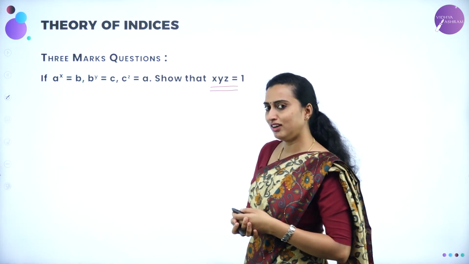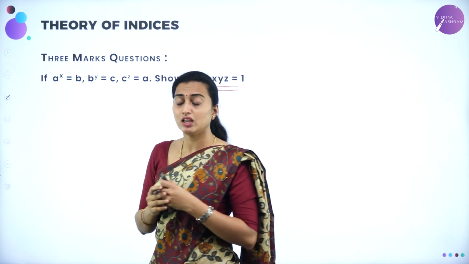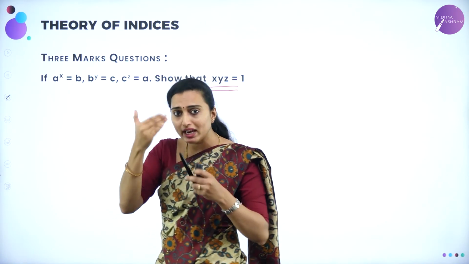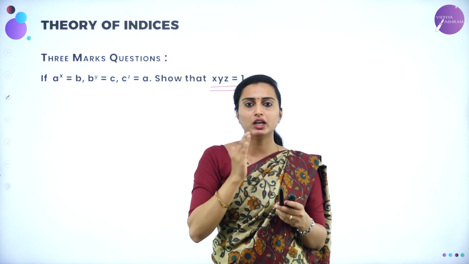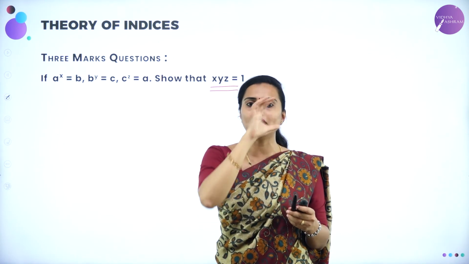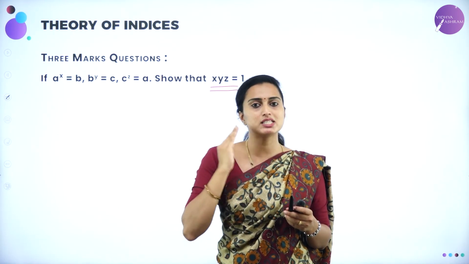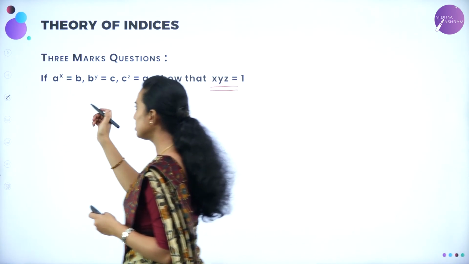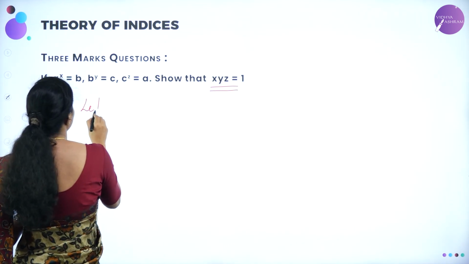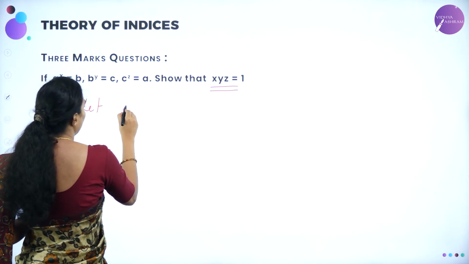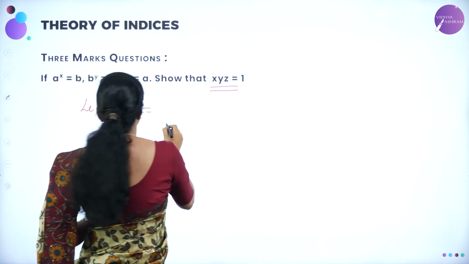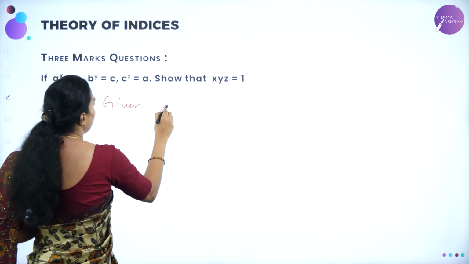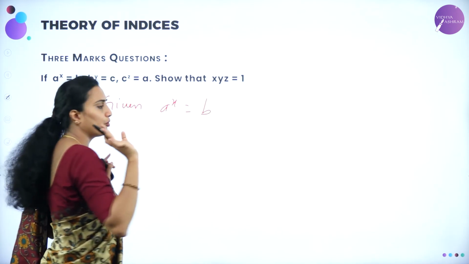So what we are going to do here, I am going to take this assumption. Whatever you take on the equal sign, if the bases are equal, I can equate the powers. So that you have to bring. Let a power x is equal to b. They have given a power x is equal to b. This I am going to consider.